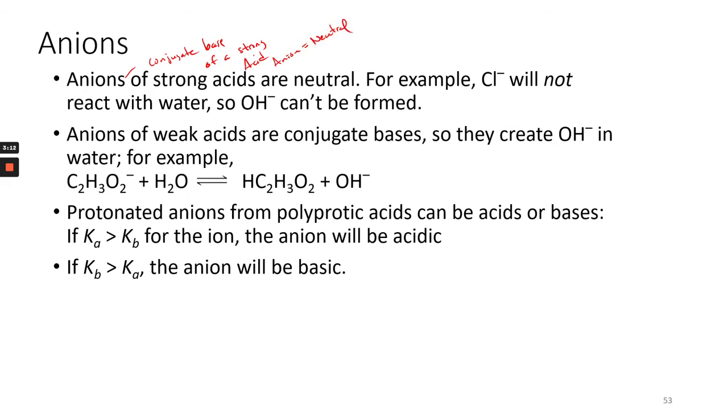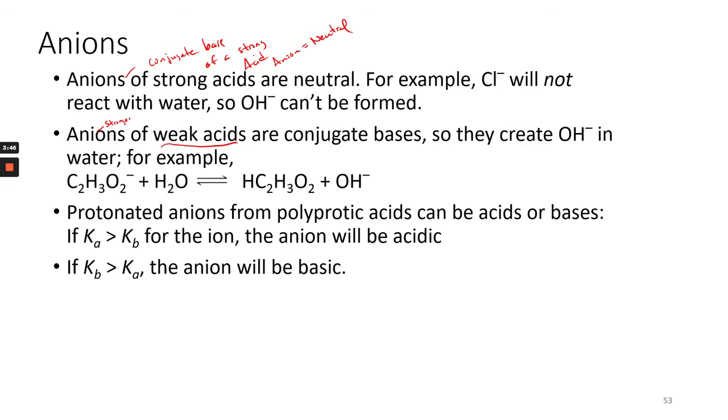Now, if your anion is the conjugate base of a weak acid, then it will create OH minus in water. Because if your acid was weak, what does that tell you about your conjugate base? Your conjugate base is stronger, so it will react. Remember, your reaction will always move from the stronger side to the weaker side.